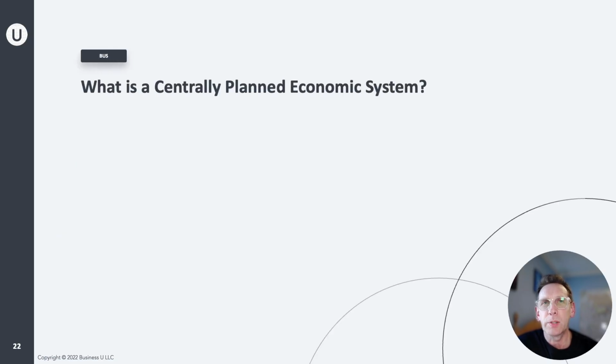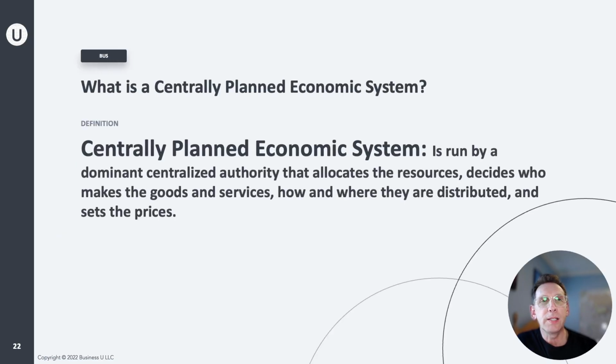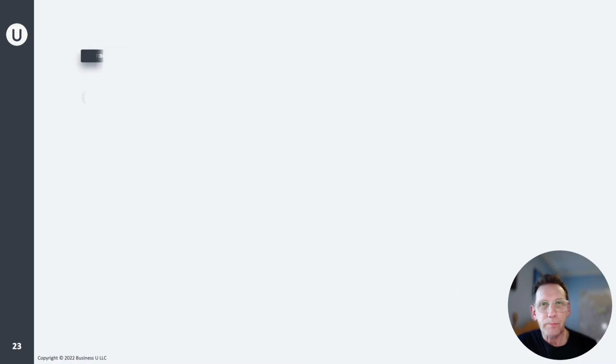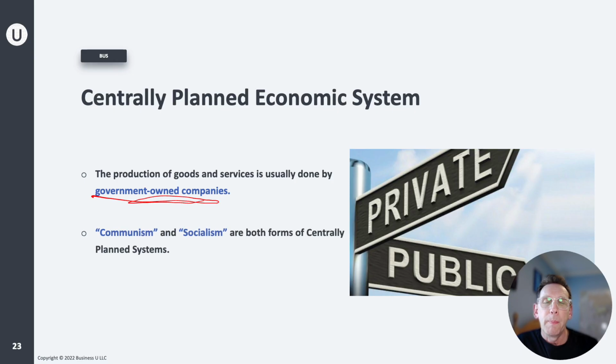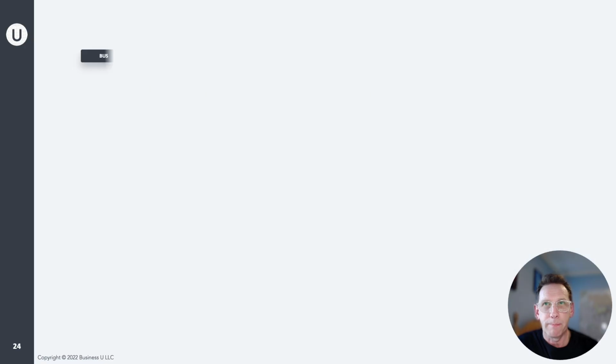Next, let's talk about a centrally planned economic system. This is essentially run by a dominant centralized authority that allocates the resources, decides who makes the goods and services, how and where they're distributed, and sets the prices. When we talk about a dominant centralized authority, this is usually the government. So in centrally planned economic systems, the production of goods and services is usually done by government-owned enterprises. Communism and socialism are both forms of centrally planned systems. So let's talk about each of these.